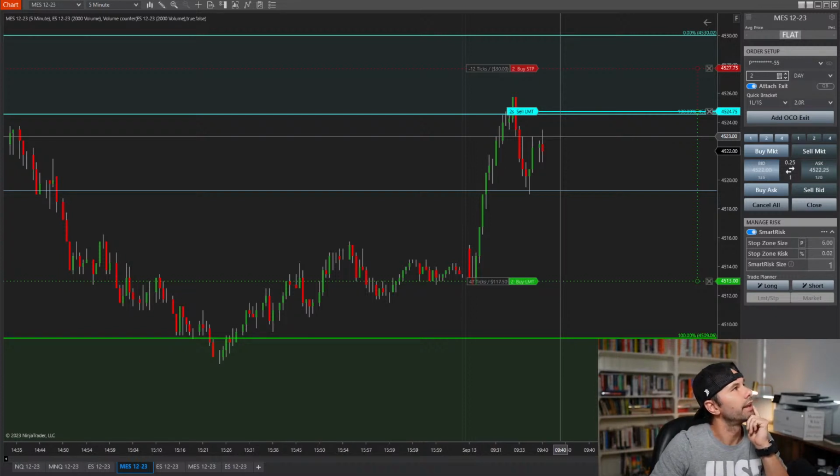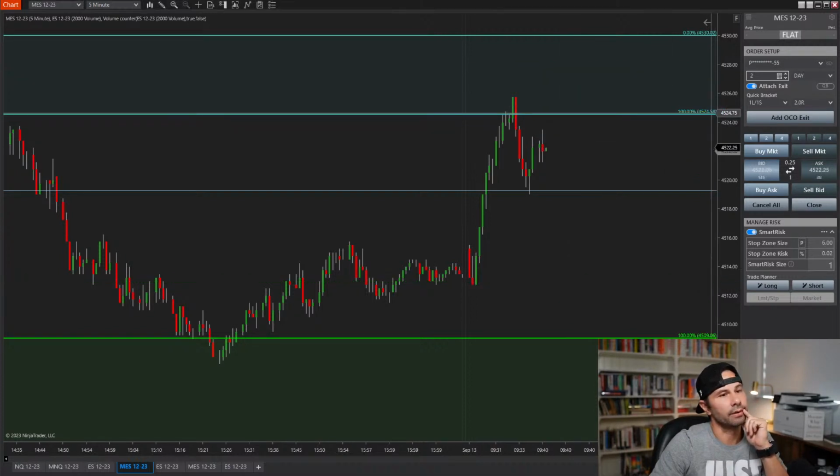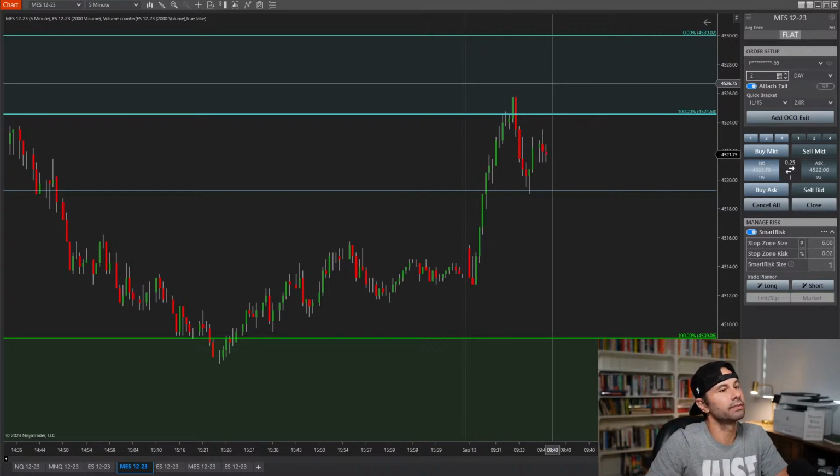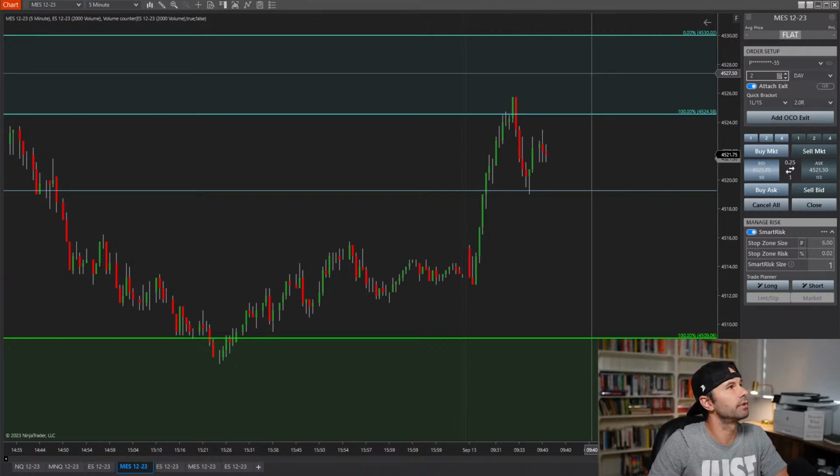The sellers are there, but they're not very aggressive. So I will take my short out. Take my short off, and I will see if we get to this area again, if seller steps in in a more aggressive manner.